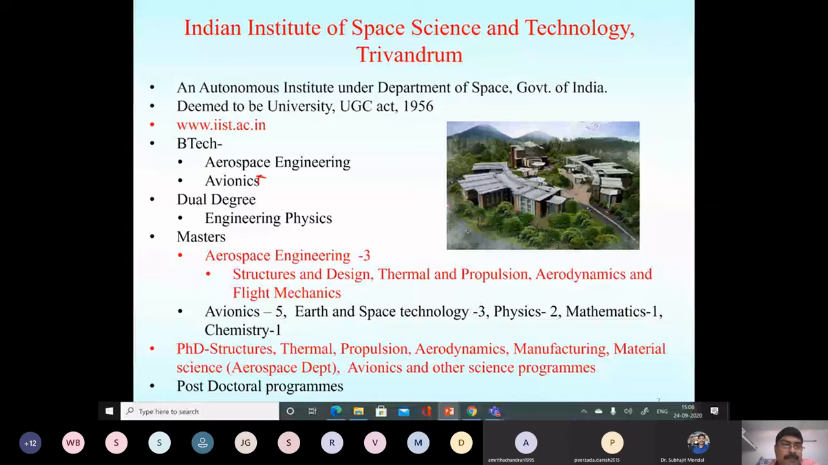Okay, and we also have PhD students. We have very strong faculty. Almost 100 faculties are there. It's a small institute with only three BTech courses and few MTech courses. And 100 faculties only, and we take students in different areas of engineering, like structures, thermal, propulsion, aerodynamics. These are some manufacturing, material science. These are some of our related areas in aerospace, and similarly we can find different areas in avionics and other science programs. And we do take some postdoctoral programs, very few.